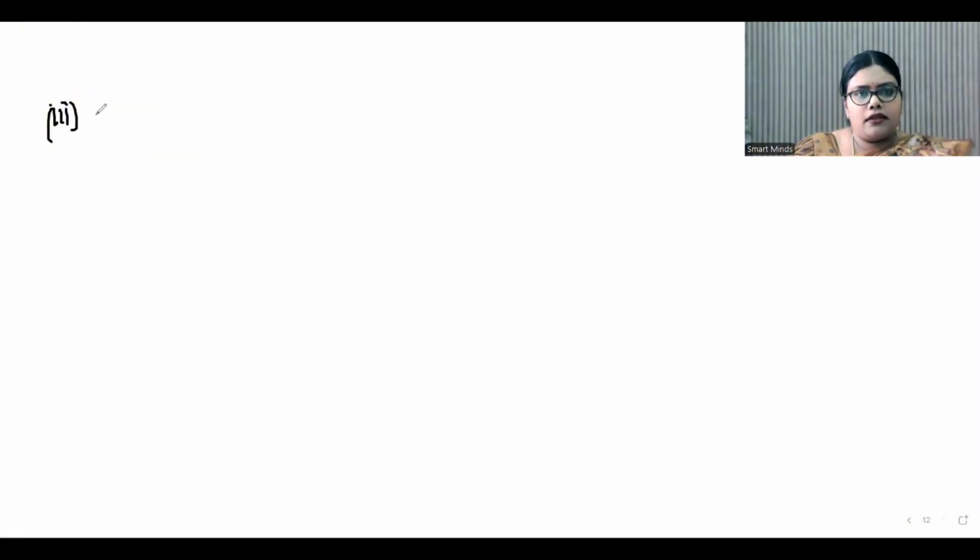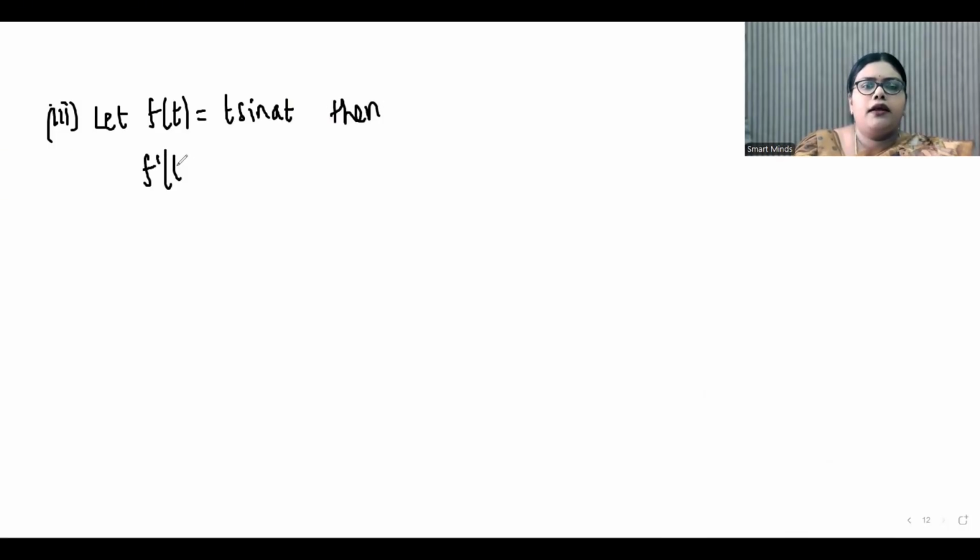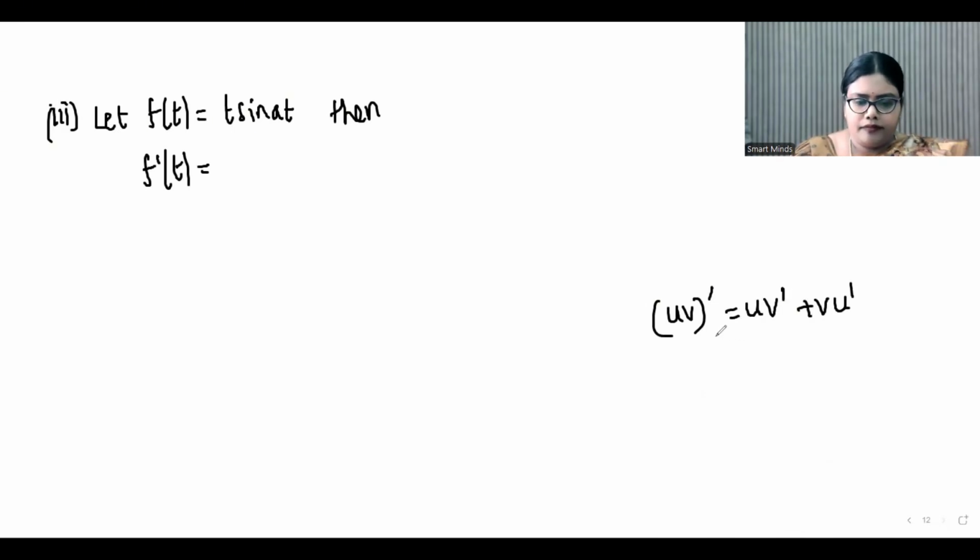Now let us take third bit. Let f of t is equal to t sine at. Then if you differentiate it, you will get f dash of t is equal to, here you need to apply UV rule. What is UV rule of differentiation? U derivative of v plus v derivative of u. So that is sine at plus at cos at.